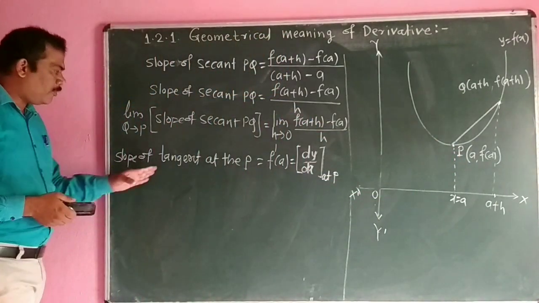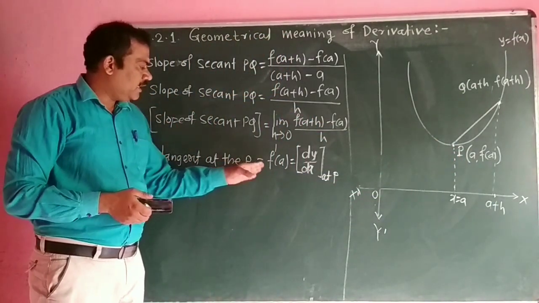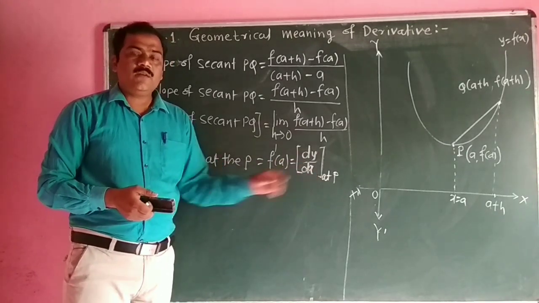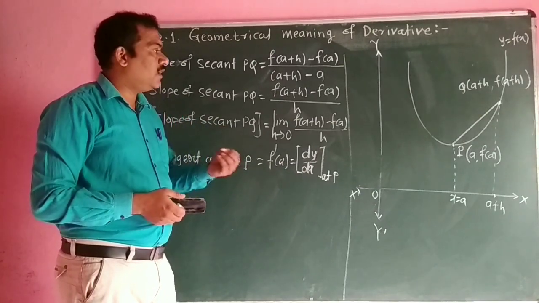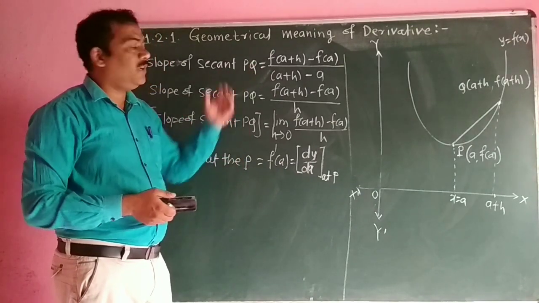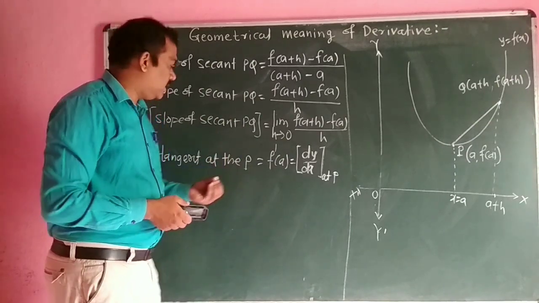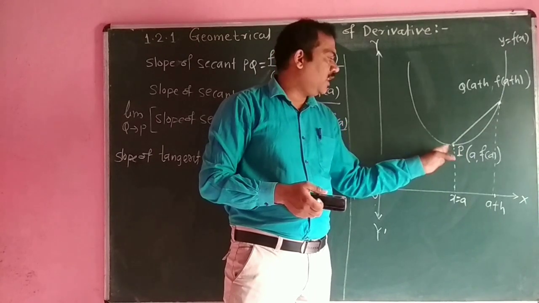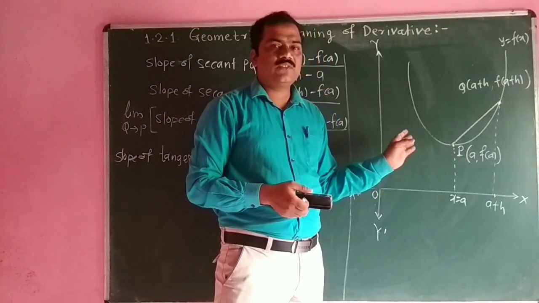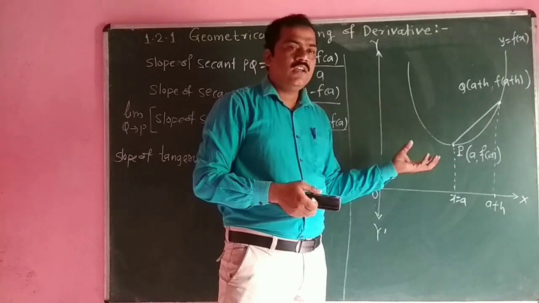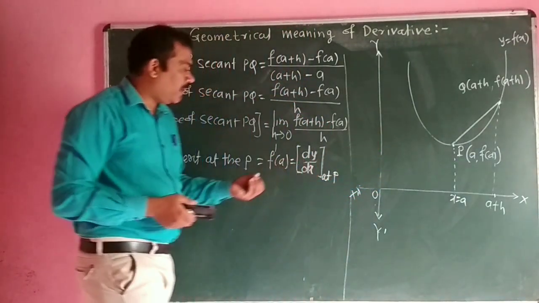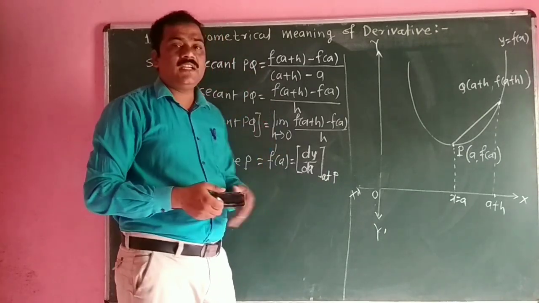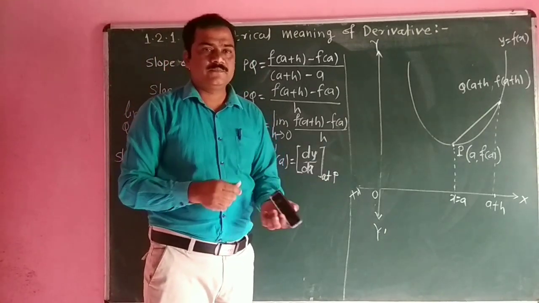Now what do we get? The slope of the tangent at the point P is equal to f dash of a, that is nothing but dy by dx at P. Now what is the meaning of the derivative? It is the slope of the tangent at the point P. Suppose we take the coordinates of that point as x1, y1 on the curve, then we get the value of dy by dx at the point P (x1, y1). That is the geometrical meaning of the derivative.